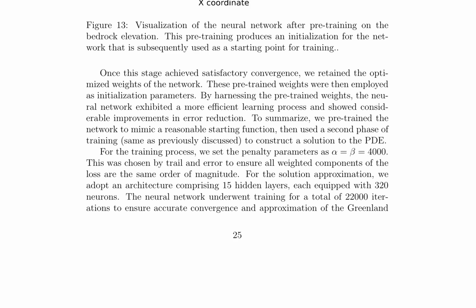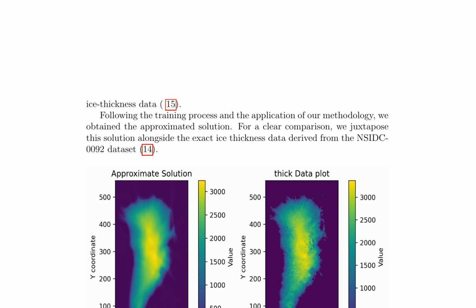The training process consists of a total of 1,000 iterations, emphasizing the importance of accurate convergence. Researchers have developed a neural network to approximate ice thickness, leveraging the NSIDC 0092 dataset for training and validation. This approach enables a comparison between the neural network-derived approximation and precise ice thickness data over Greenland, as visualized in Figure 14. Notably, direct interpretation of training losses is challenging, prompting an alternative strategy.